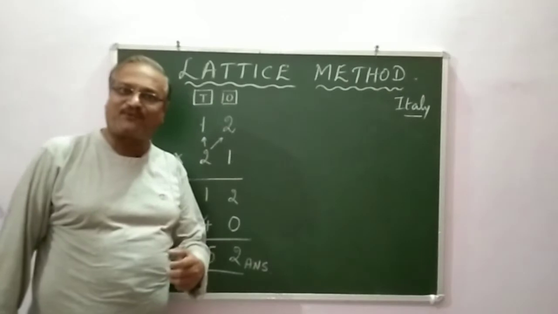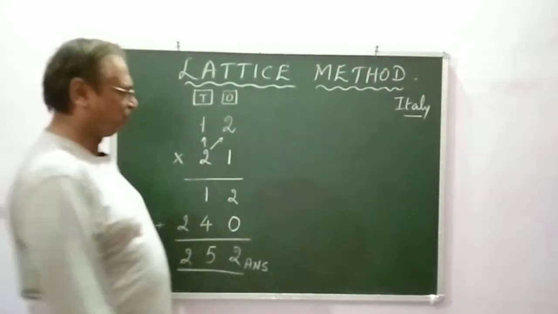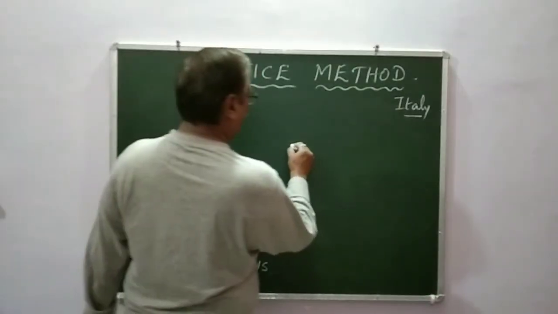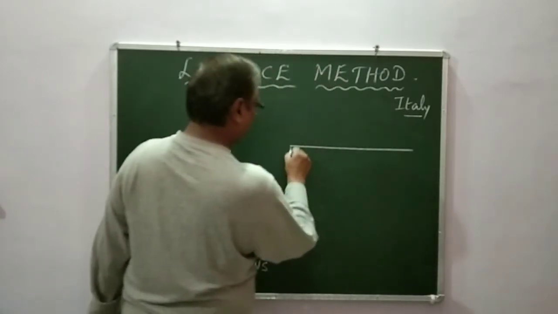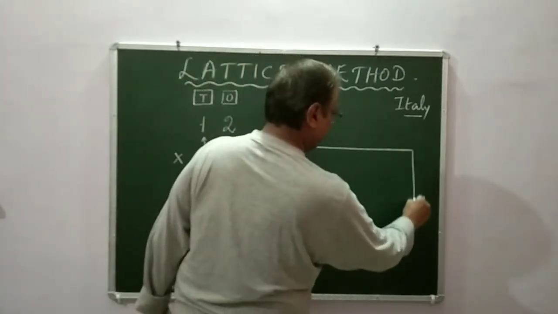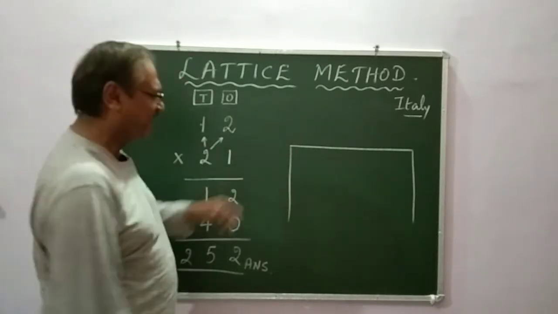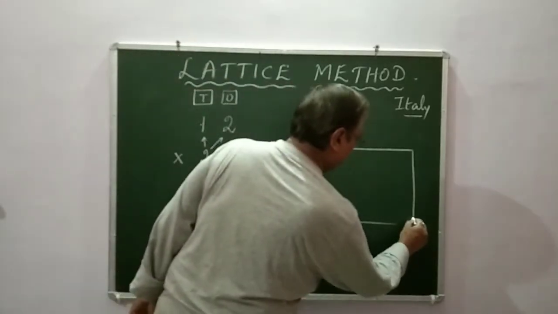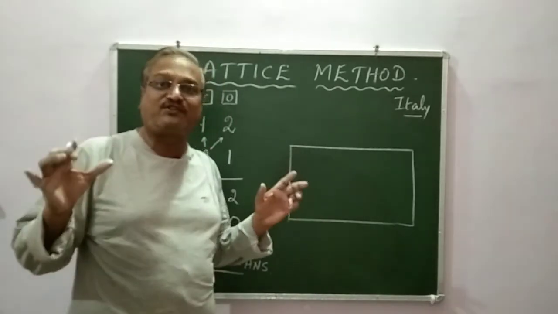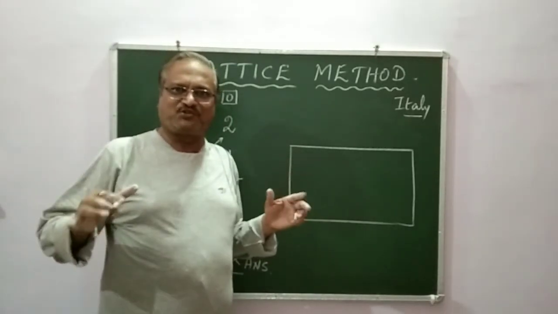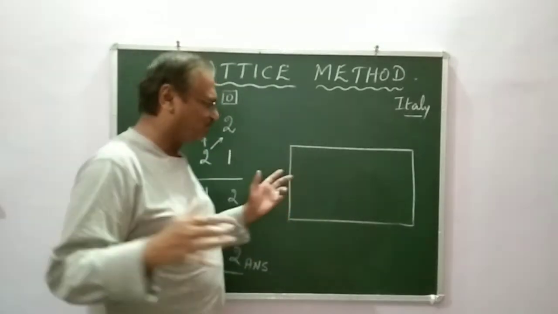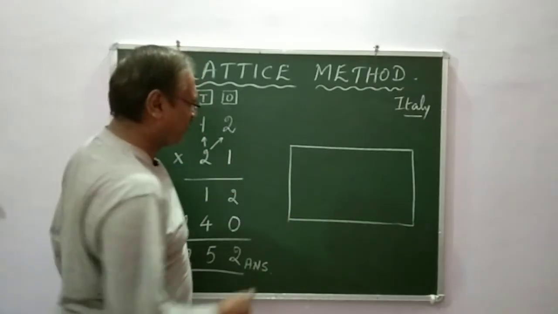I am going to do the lattice method now. Draw a rectangle. I know it is 2 digits, so let me draw it a little big. Uncle Sri is very intelligent. So he drew a big box.